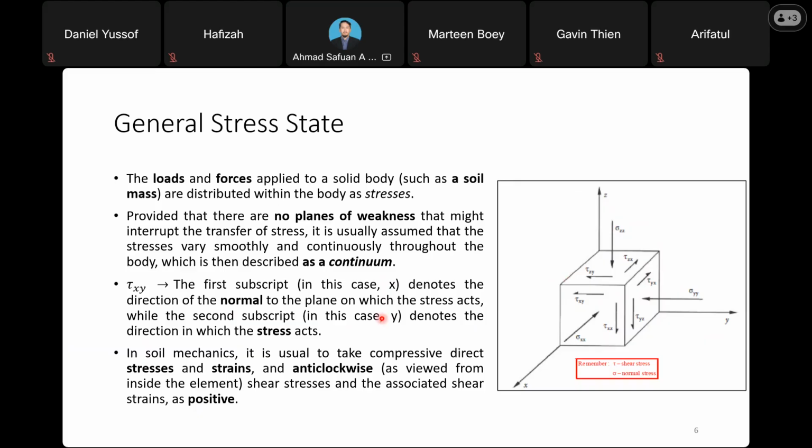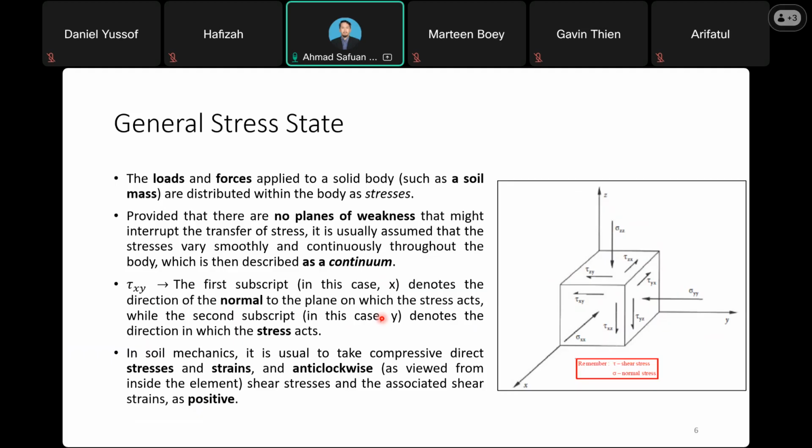So we need to standardize the approach. As mentioned here, if there is a moment or a movement, we consider the anti-clockwise as positive, while if there is a clockwise movement, later on we will use the negative.